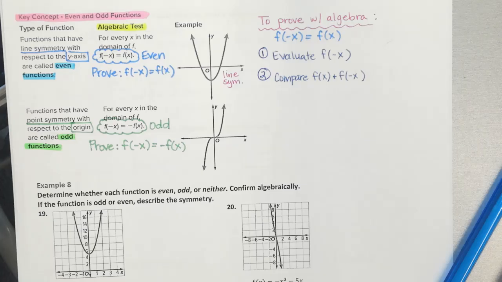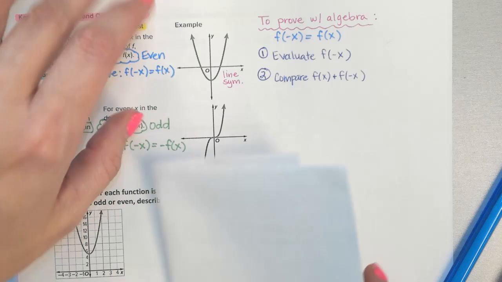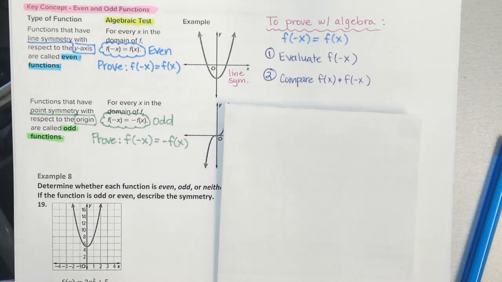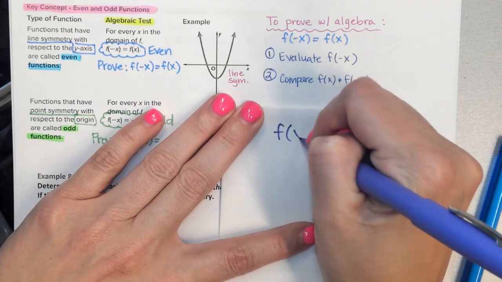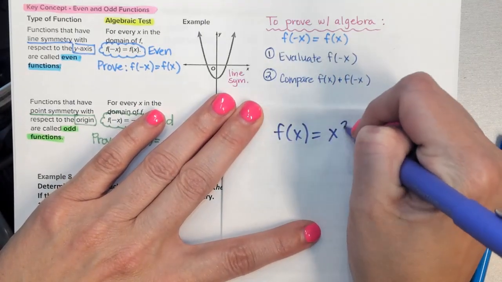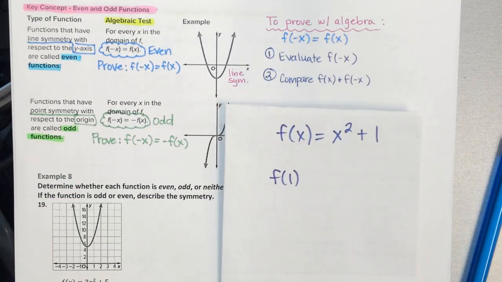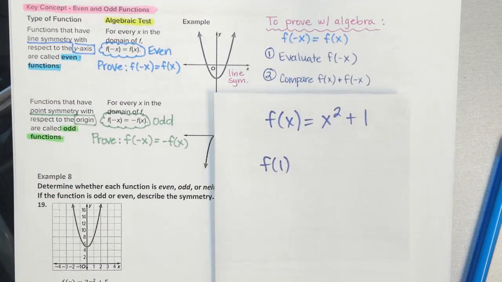Okay, so in order to understand this, we have to remember how this function notation works. You don't have to write this part down, just pay attention with me, okay? So if I told you that f of x was equal to x squared plus 1, and I told you to find f of 1, would some of you remember how to do that?